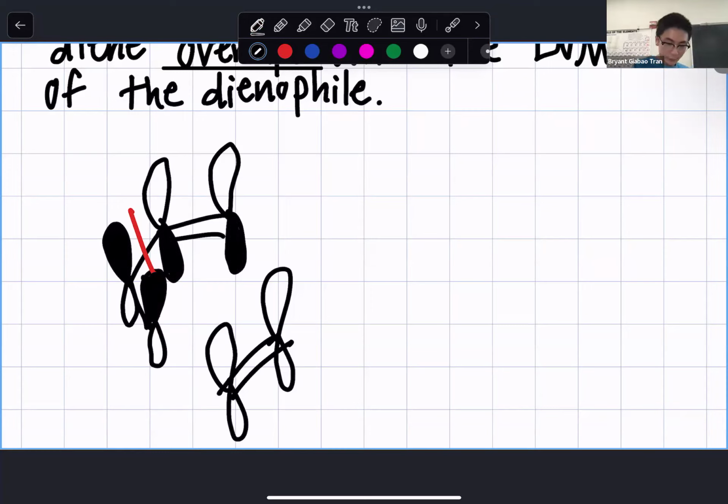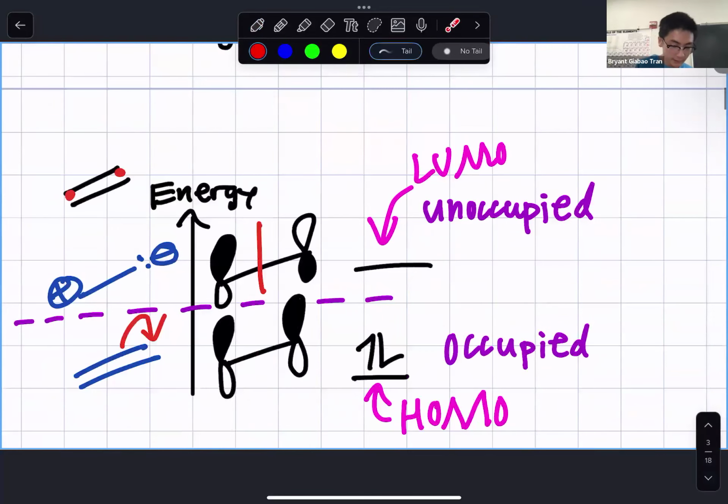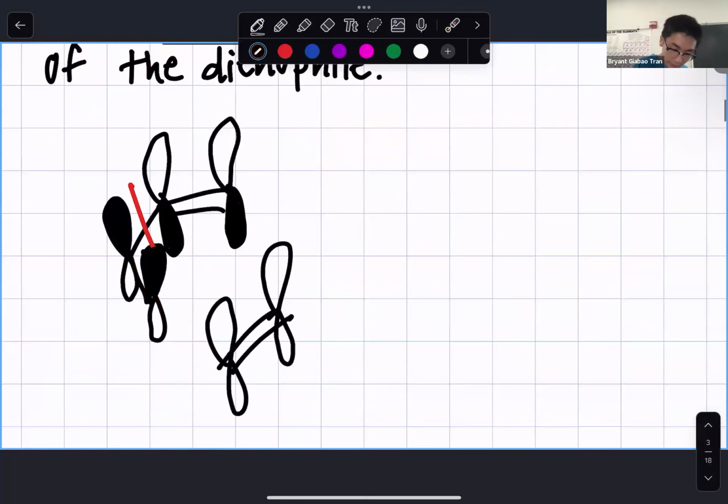And we said we are going to react that with the LUMO of the dienophile. The LUMO of the dienophile looks like this, where there is one node in between them. So let's put that one node in between them right there, right? We want there to be an overlap between the HOMO and LUMO. So I'm going to put this shaded to show that the electrons are going to be there. That means the other side has to be at the bottom side right here. Right?